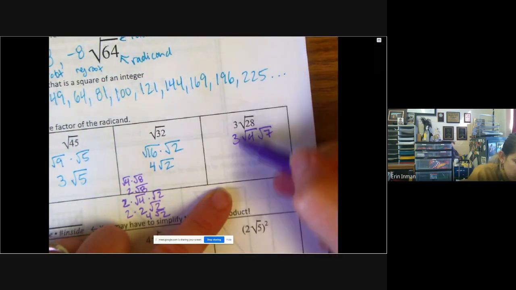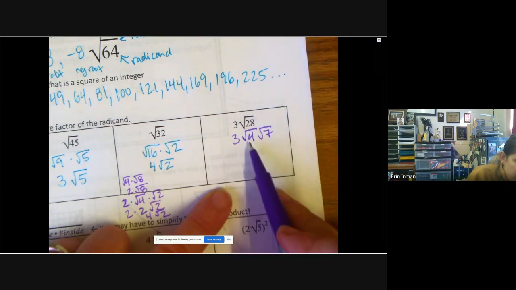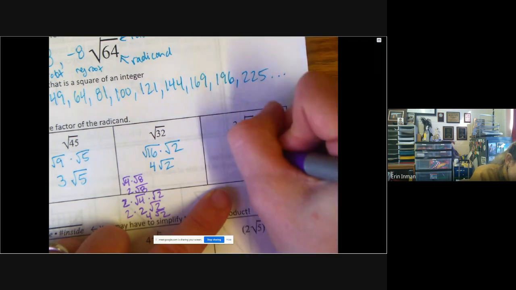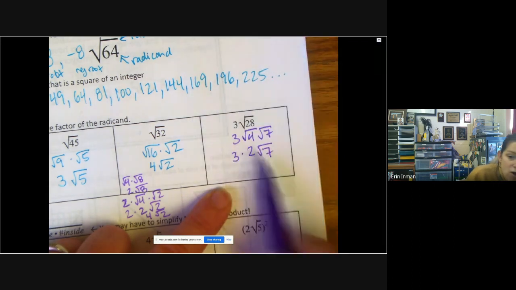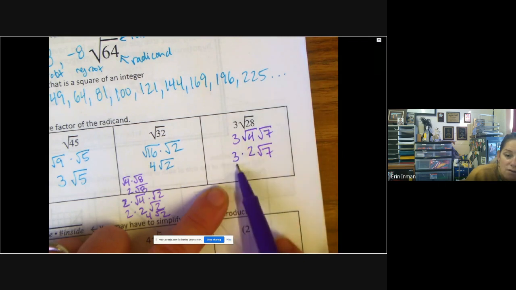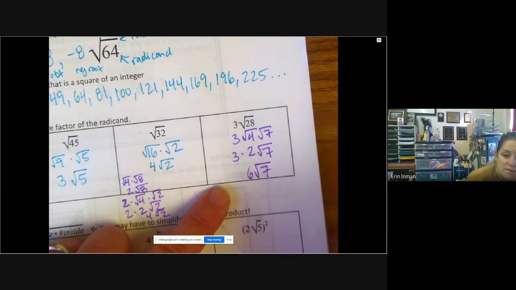Notice I'm just bringing everything down and rewriting 28 as square root of 4 times 7. I can take the square root of 4. It's 2. And now anything that's outside the radical can be multiplied together. So 3 times 2 is 6 times the root of 7.